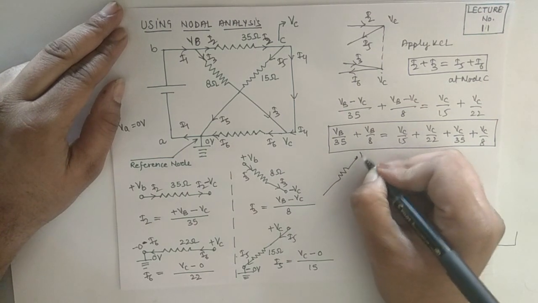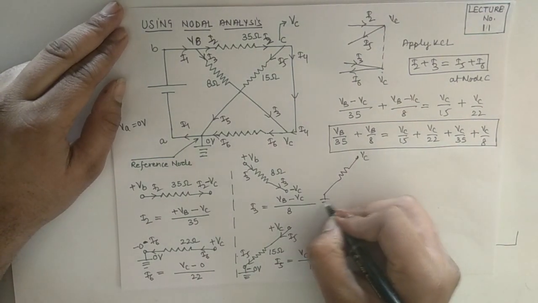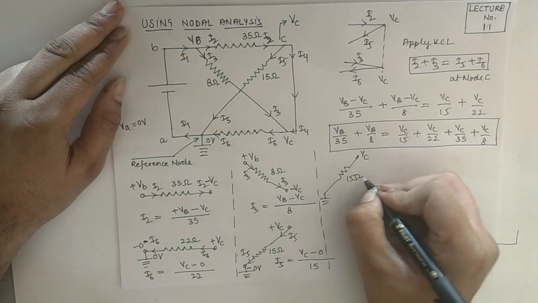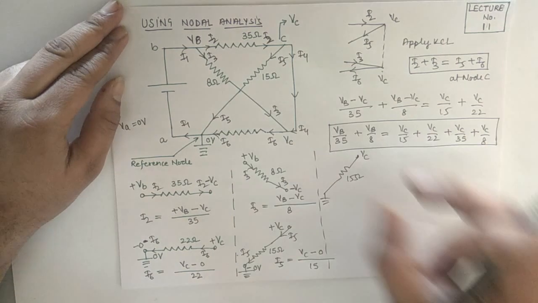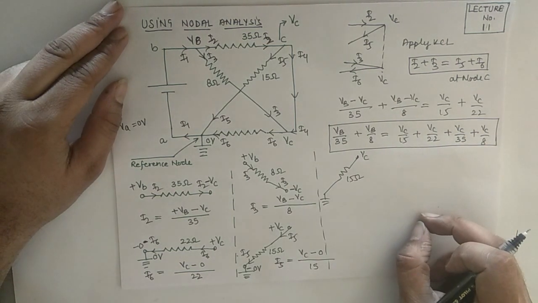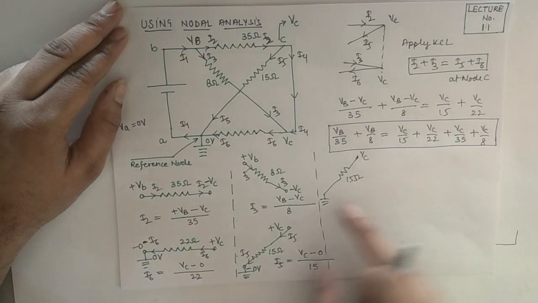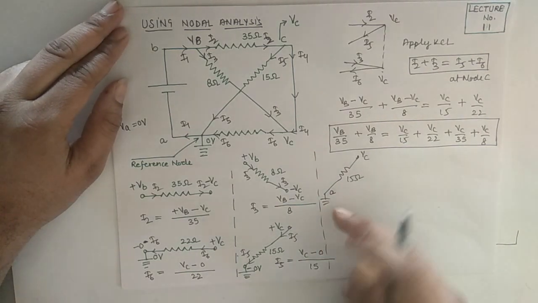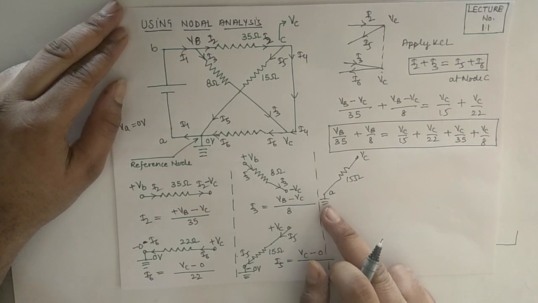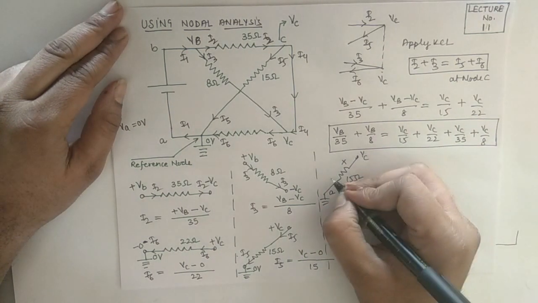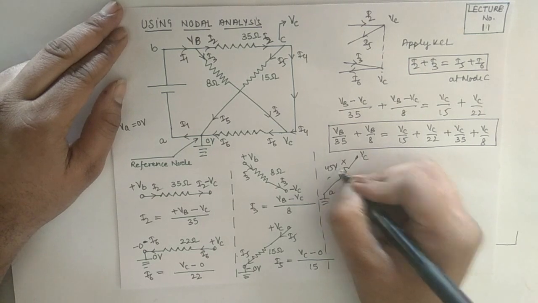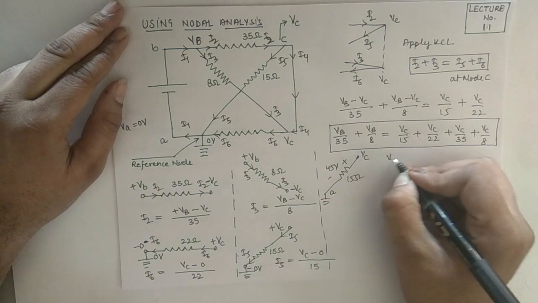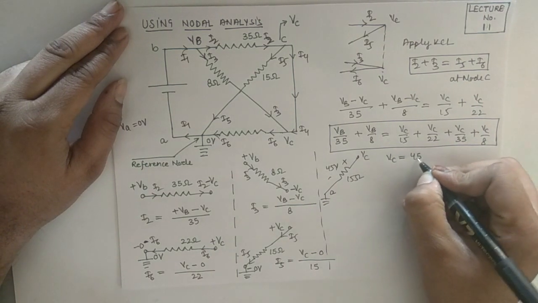So this is our VC and this is our ground potential. So it would be 15 ohm. Given is that across this branch the potential is 45 volt. So when we consider that the terminal related to A is at ground potential, and here 45 volt is given, this is the reference node, so VC is directly 45 volt.